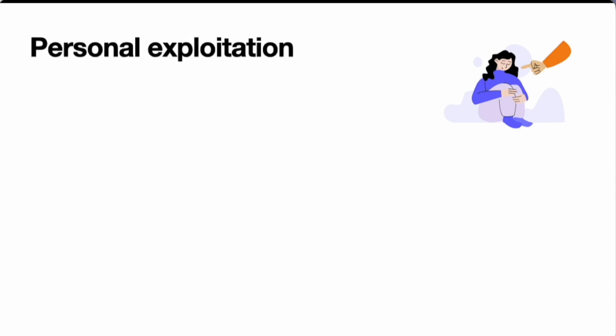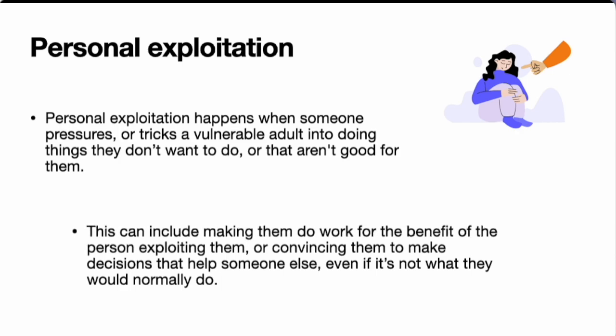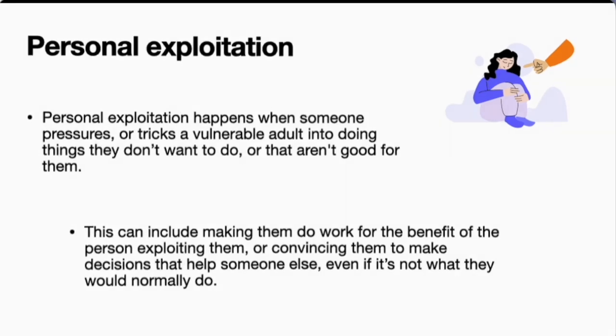Personal exploitation. Personal exploitation happens when someone pressures or tricks a vulnerable adult into doing things they don't want to do, or that aren't good for them. This can include making them do work for the benefit of the person exploiting them, or convincing them to make decisions that help someone else, even if it's not what they would normally do.